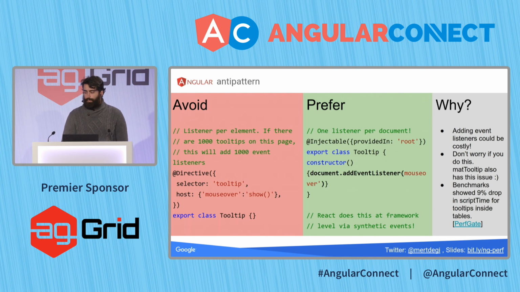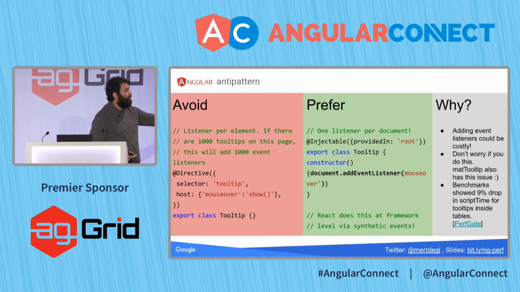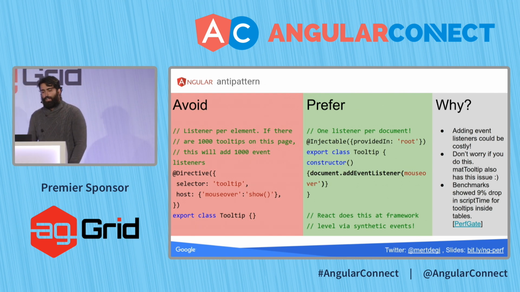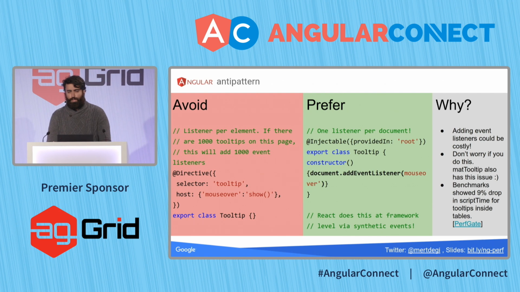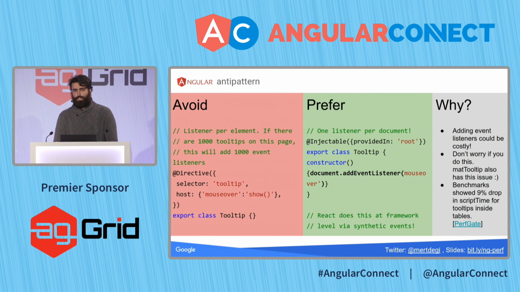So another anti-pattern is using listeners per element. So if you have a tooltip, it's tempting to, in Angular, write like, oh, I want to listen to a mouse over event over there. And you can add this per element. But if you have a lot of these tooltips on the page, like a tooltip per cell in a table, that could decrease performance as well. So why does it decrease performance?